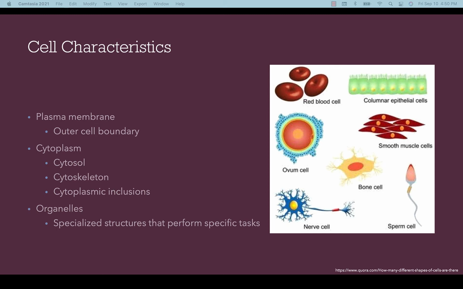Cytoplasmic inclusions are not organelles, but are chemicals that may or may not be present in every cell, such as stored nutrients, glycogen granules in liver and muscle cells, fat droplets in fat cells, melanin granules, like certain skin and hair cells, or water vacuoles. Lastly, there are various organelles present throughout each cell, such as mitochondria. Each organelle has a unique function that contributes to the cell's overall function, and we will go through these more in detail as we progress throughout the various organ systems.